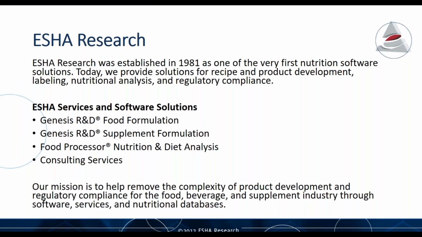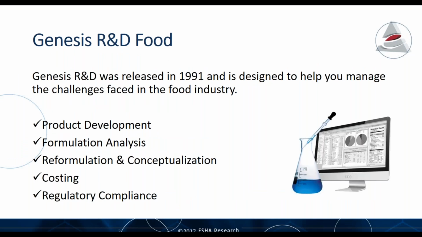A little background on ESHA Research and Genesis before we get into the actual subject. ESHA Research was established in 1981 as one of the very first ever nutrition software solutions. Today we provide solutions for recipe and product development, labeling, nutrition analysis, and regulatory compliance. We offer the solutions of Genesis Food and supplements for your labeling needs, the food processor, and we also have consulting services. Today we're going to look at the Genesis R&D application.